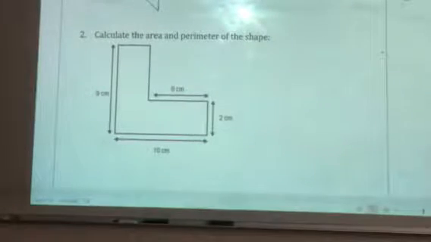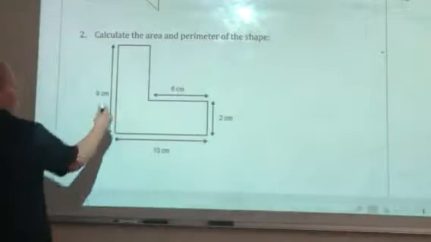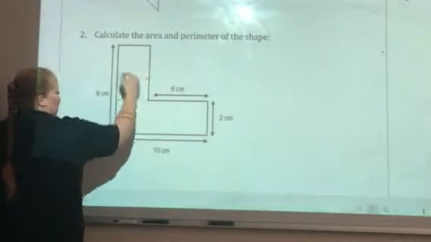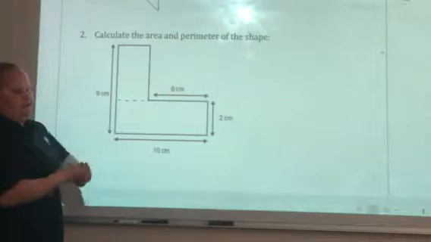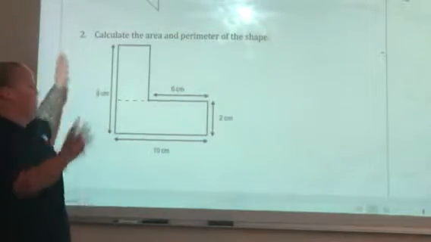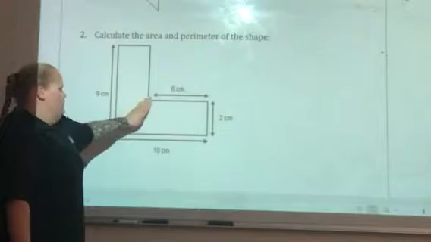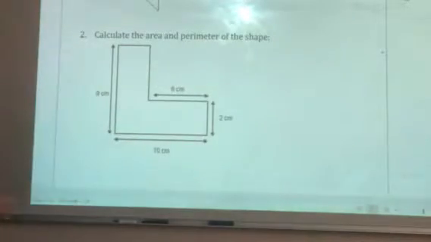Okay, so in the previous video we talked about how to find the area of that shape, and what we did was we broke it into two separate pieces. We found the area of this top piece and the area of the bottom piece and added those two numbers together to get the area of the total shape. Well, now we're going to look at how to find the perimeter of the shape.